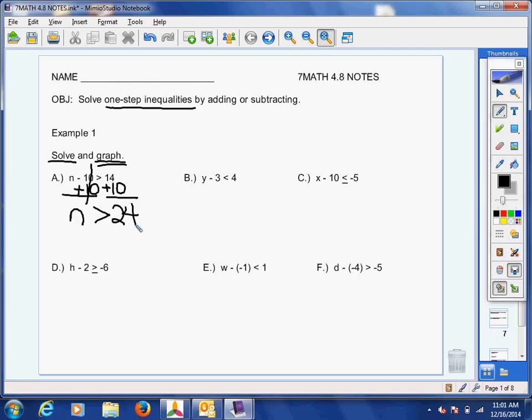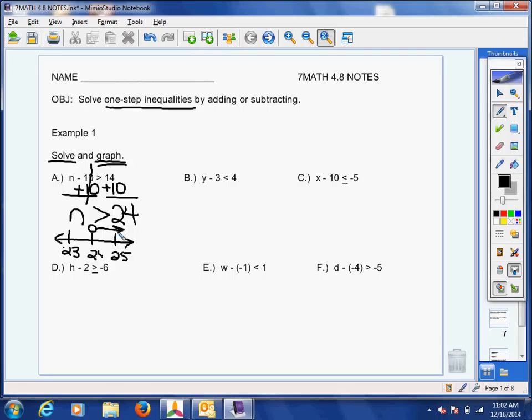Okay, now let's do a little number line underneath. Let's do 23, 24, 25. And then what kind of circle is going to go over 24? Open, arrow to the right. All the numbers to the right of 24 are bigger than 24. So we're still practicing that concept of graphing. What's new today is solving the one-step inequality. That's what's new to you.